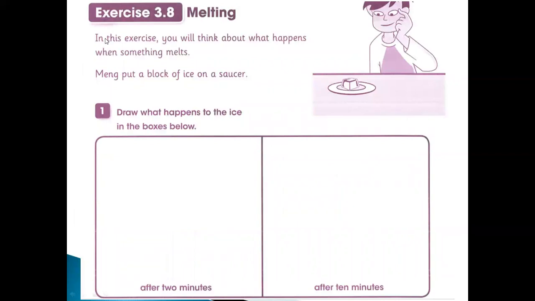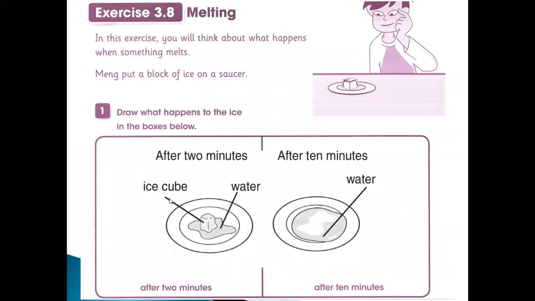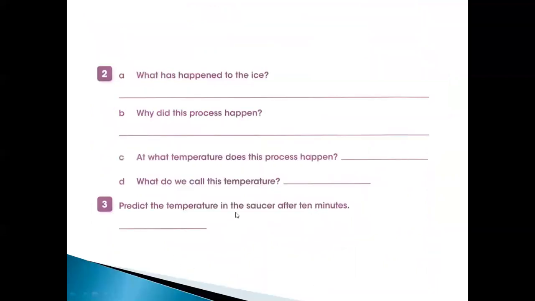Exercise 3.8 is melting. In this exercise, you will think about what is happening. Draw what happened to the ice in the boxes below. You can make it after 2 minutes and after 10 minutes. It has changed into water completely. Now this is a cube. Now it's starting to change. What has happened to the ice? It has melted, so we write melted.